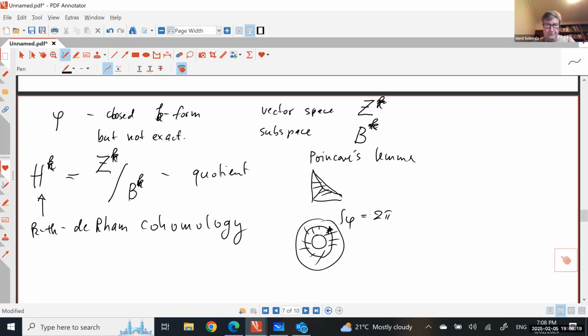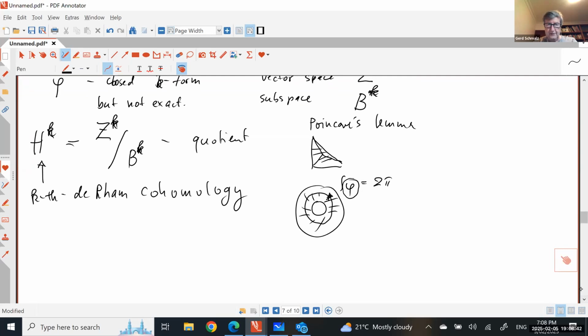And here the first de Rham cohomology contains this element, or can be spanned by this element, is one dimensional, and we can use this form as a basis of the first de Rham cohomology. So the cohomology tells us something about topology, and this is why it is so interesting.